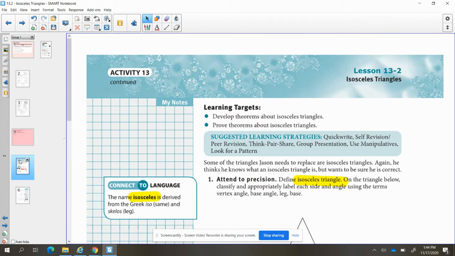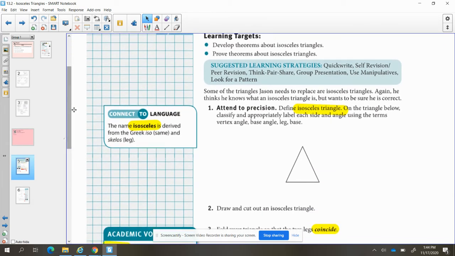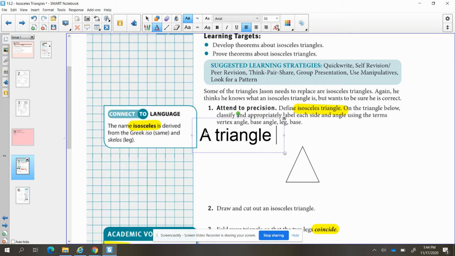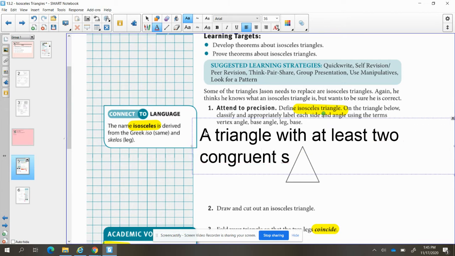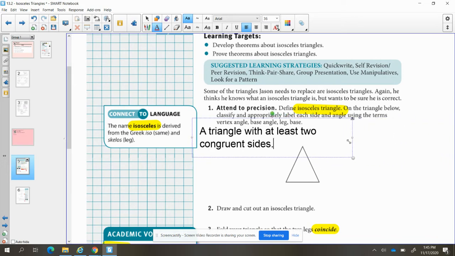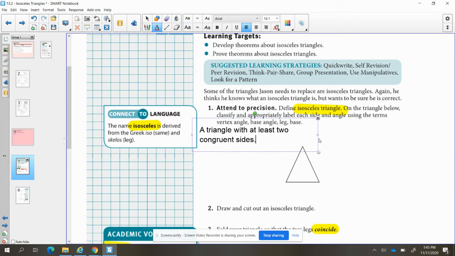So, in lesson 13.2, we have here an isosceles triangle. And basically what an isosceles triangle is, by definition, is a triangle with at least two congruent sides. It's definitely something you're going to want to know and have in your notes. So it's a triangle with at least two congruent sides. Okay, we'll talk about that later. It's an important piece, though.